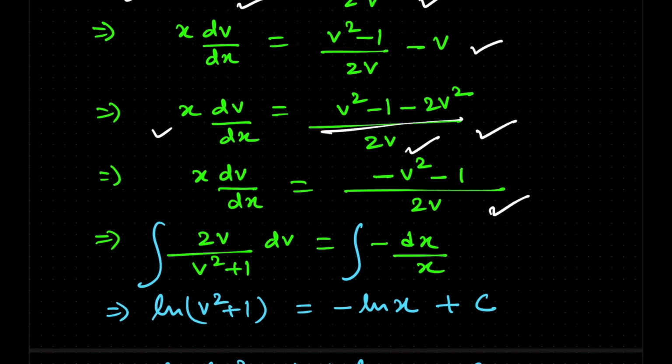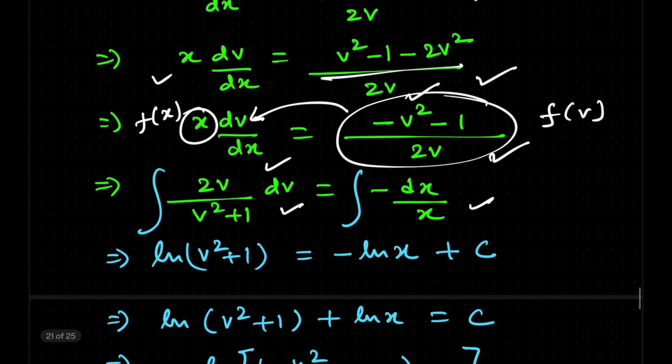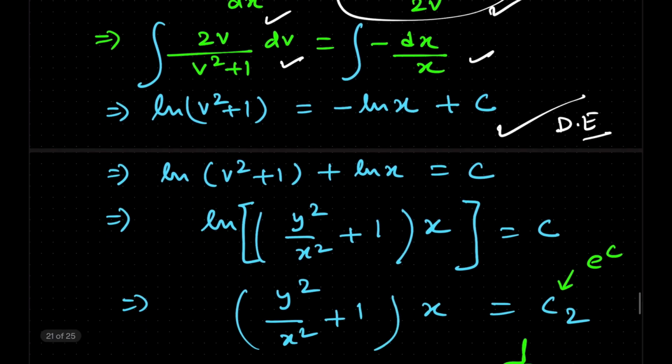Now you can see that this differential equation can be brought into variable separable form, because this function of v can be taken to the side of dv, and this function of x can be brought to the side of dx. Once we bring both on their sides, you can simply integrate it, and you will get the final answer of your differential equation.